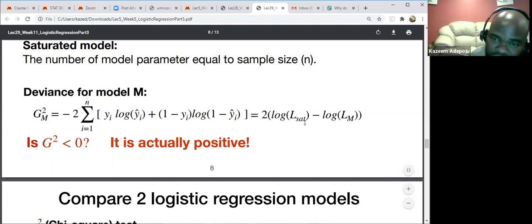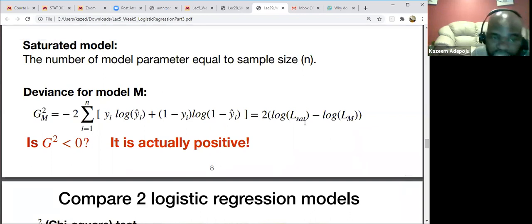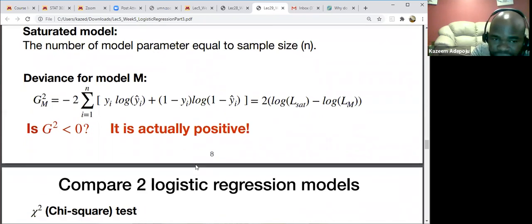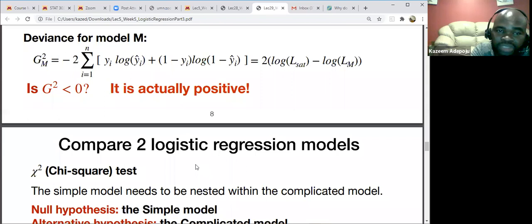When you want to do that, we're going to have a hypothesis, and I'm going to walk you through that. And you know what? Is G squared less than 0? G squared cannot be, because we call it squared, it's not going to be negative. So it's actually going to be positive. I'm still going to walk you through that.